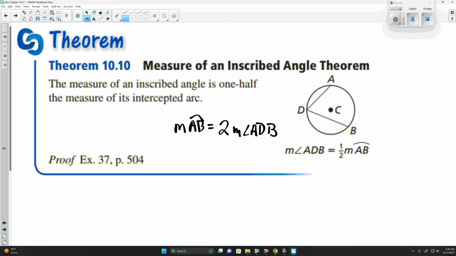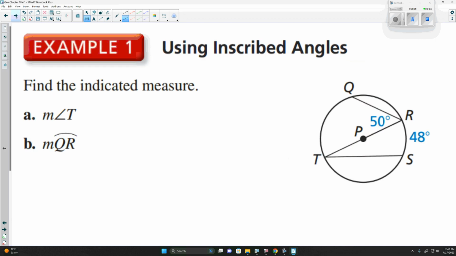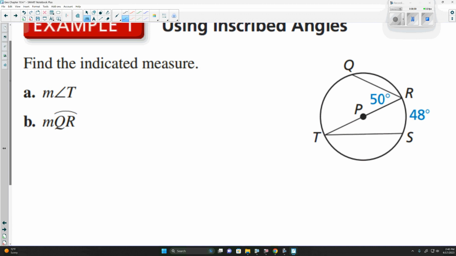Because the inscribed angle is equal to half the measure of the arc, or the measure of the arc is equal to twice the measure of the angle. Questions on this here? So let's look at our first example. Here, we're looking for the measure of angle T.